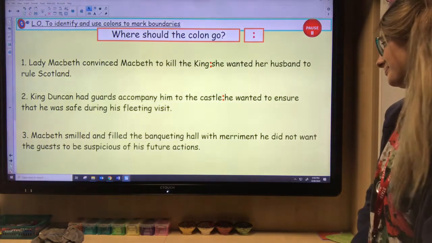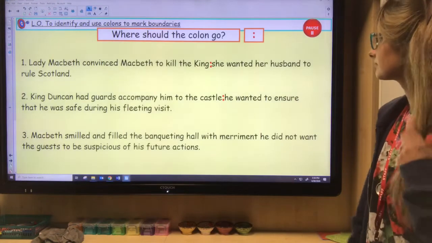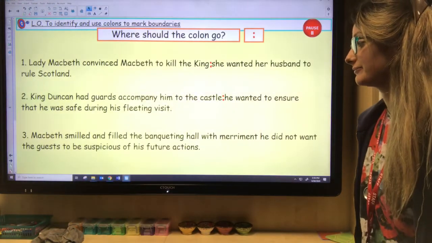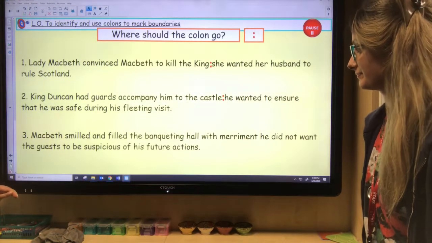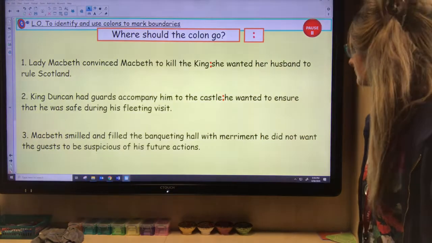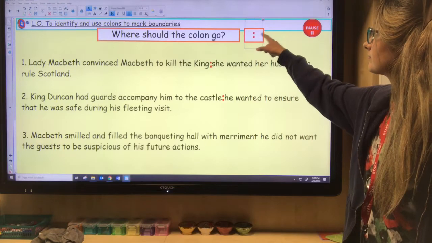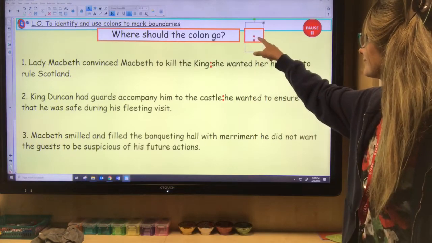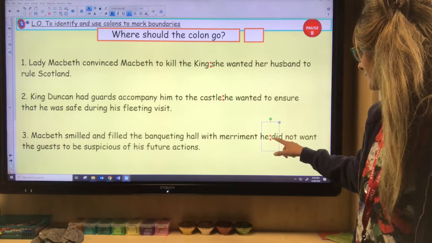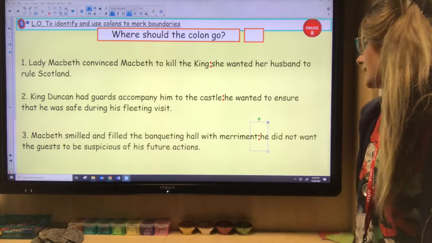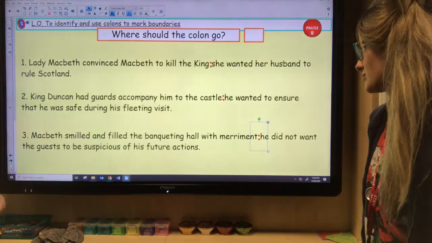And then lastly, Macbeth smiled. That's not how you spell smiled, is it? No. Macbeth smiled and filled the banqueting hall with merriment. He did not want the guests to be suspicious of future actions. So where would it go? Oh, okay. It would go because he did not want the guests to be suspicious of his future actions.